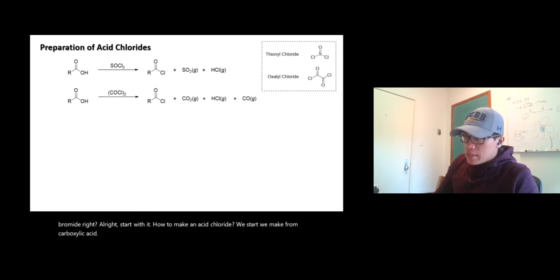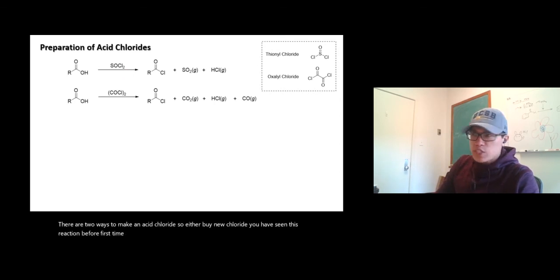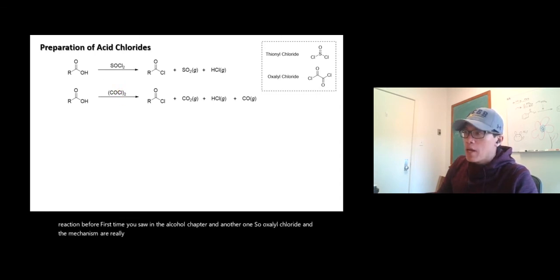There are two ways to make an acid chloride. Either thionyl chloride, you have seen this reaction before, the first time you saw it in the alcohol chapter, or oxalyl chloride, and the mechanisms are really similar. These two reactions are very spontaneous.